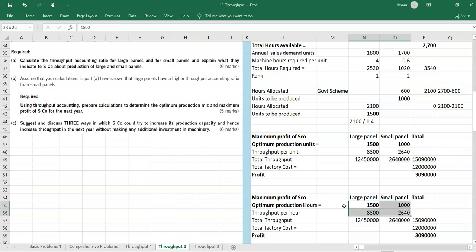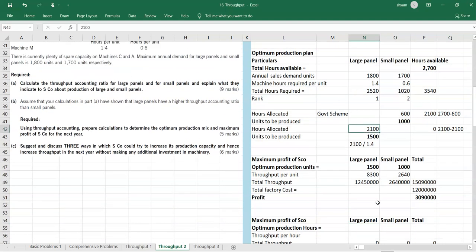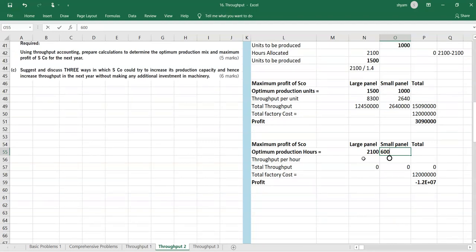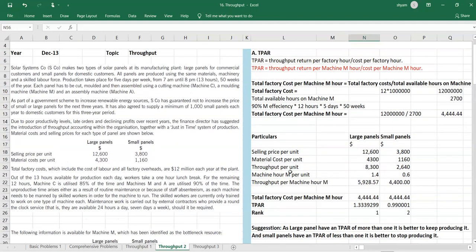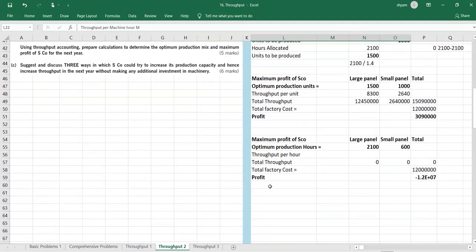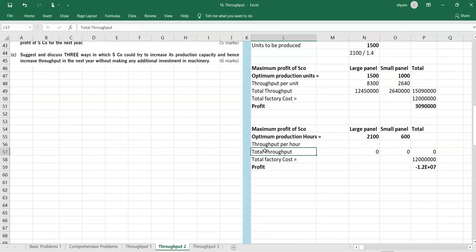So for optimum production in terms of hours, we need to know that. It's available here: 2100 hours for the large panel and 600 hours for the small panel. Throughput per hour we have to find out from here. See, this is throughput per machine hour. So we take that number and put it here. Okay, so we got the answer.